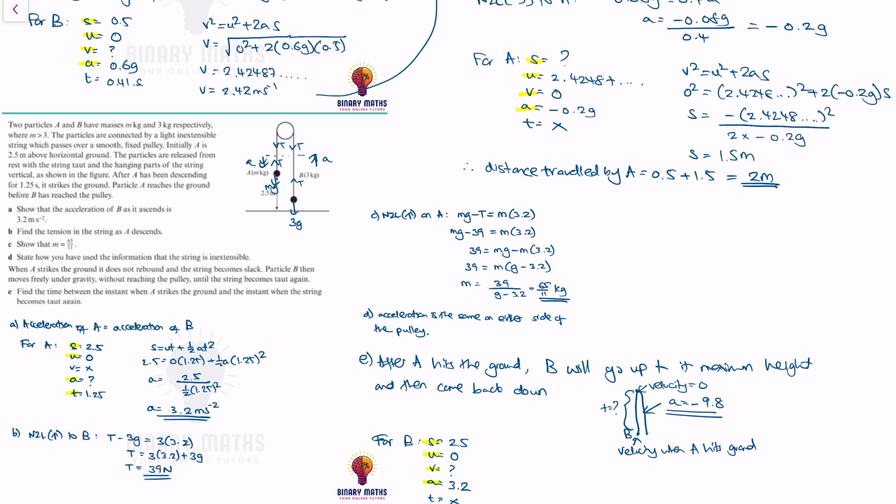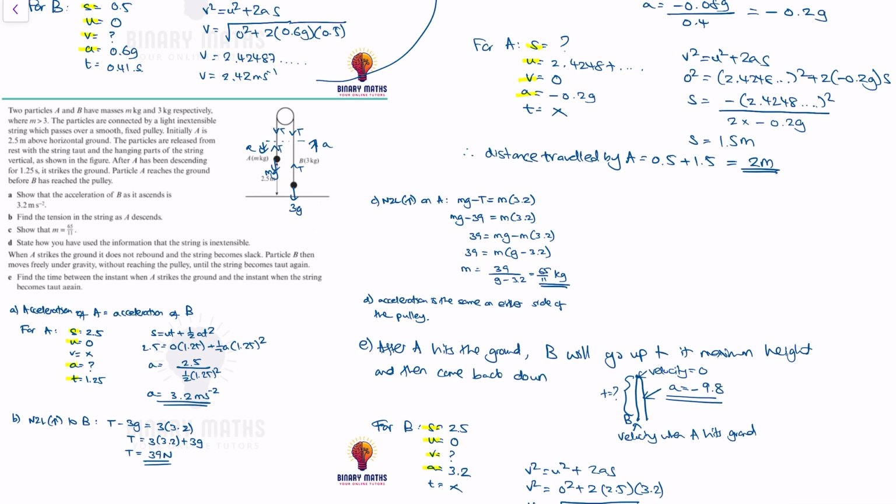So V squared is equal to U squared plus 2AS, which means V squared is equal to 0 squared plus 2 times 2.5 times 3.2. So V will be equal to the square root of 2 times 2.5 times 3.2, which works out to be 4 meters per second. So when A hits the ground, B is traveling at 4 meters per second.